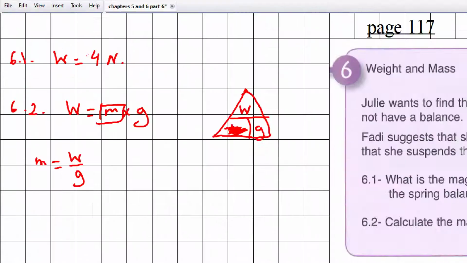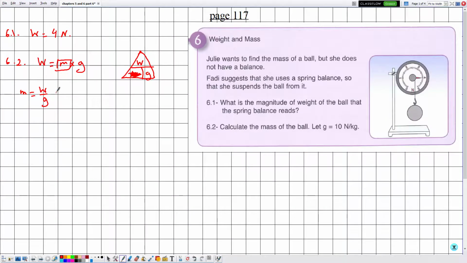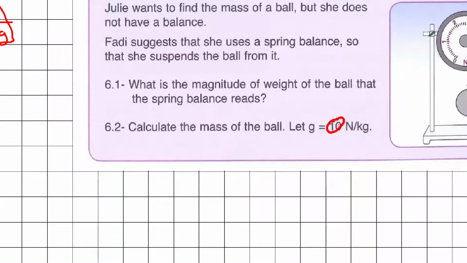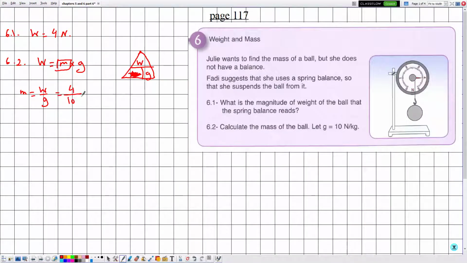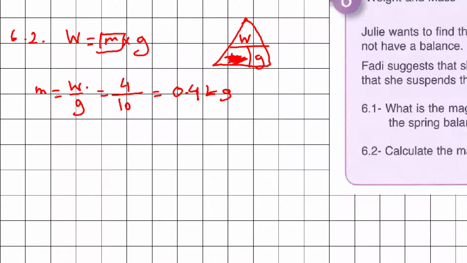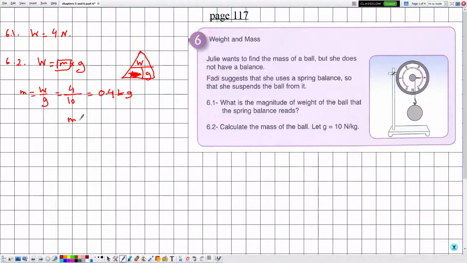The value of W that we have determined is 4, and the value of G is given by 10, which means that we are performing this experiment on the surface of the Earth. 4 divided by 10 on the calculator is given by 0.4, and the SI unit of mass is kilograms because weight and G are expressed in the SI.